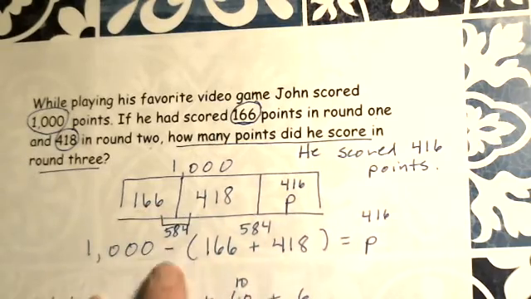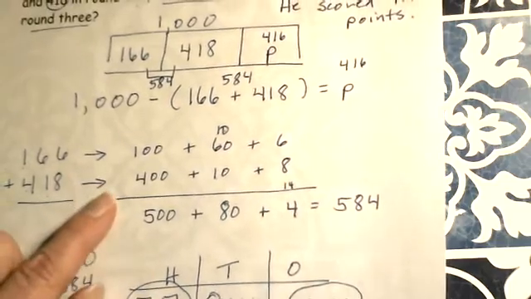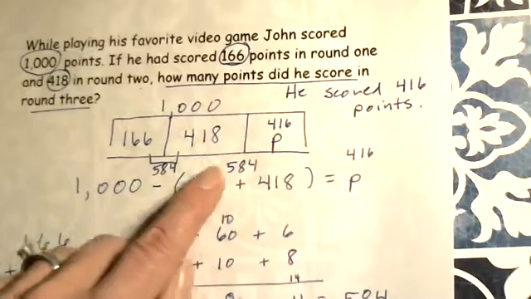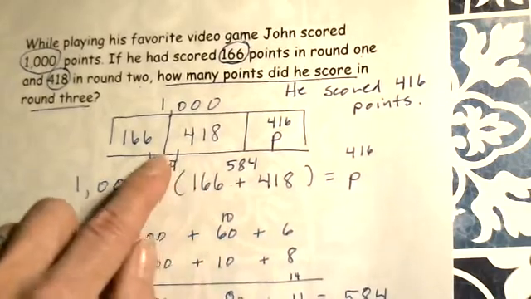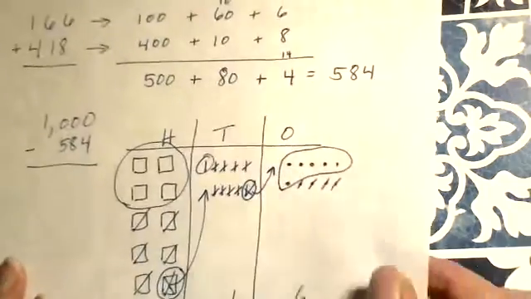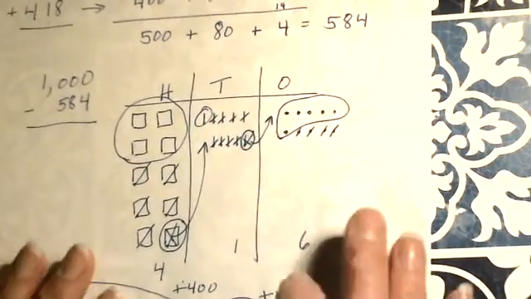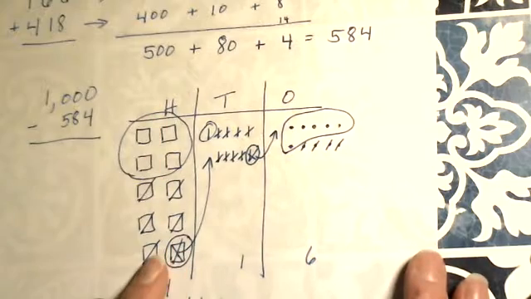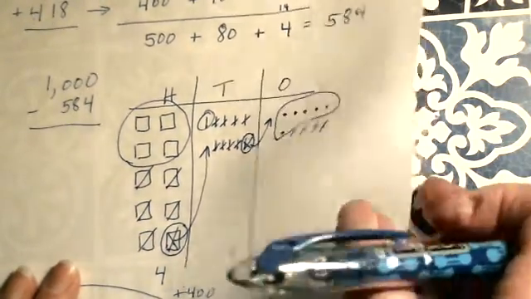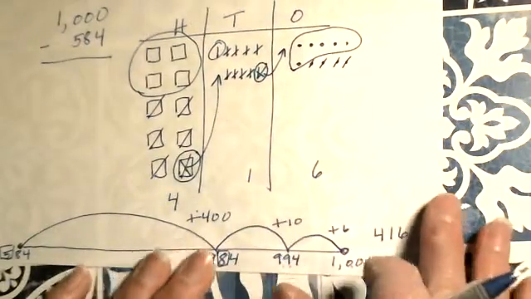Okay, so again, we had to first draw the model to see that we had to add these two first and then subtract it from 1,000. We added those two and we got 584. So we put that up here to see that that's only the first part of the problem. Then we had to subtract this answer from 1,000. We did it two ways. We made a hundreds tens ones chart, and in the hundreds column we put 10 hundreds because 10 hundreds is 1,000. Okay, so if you're comfortable with doing it that way, do it that way. Or you can do the number line.